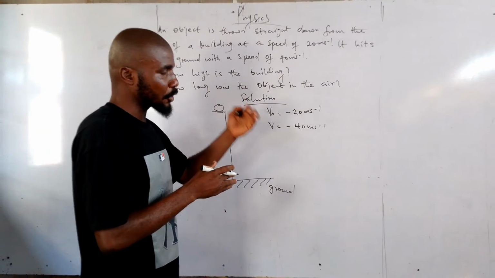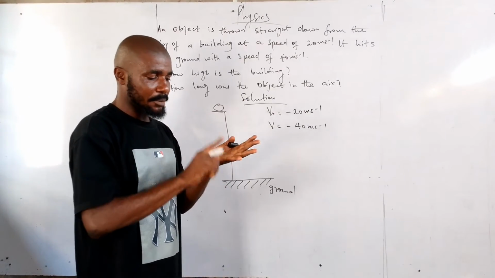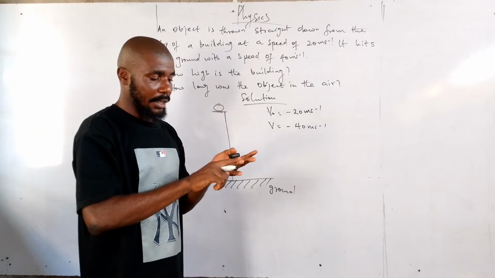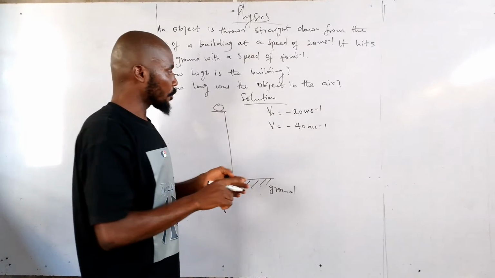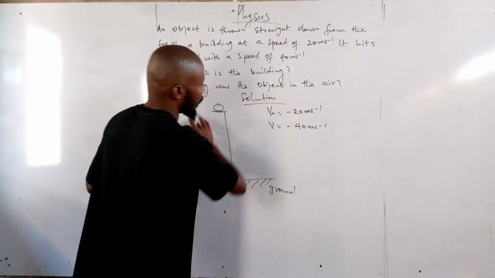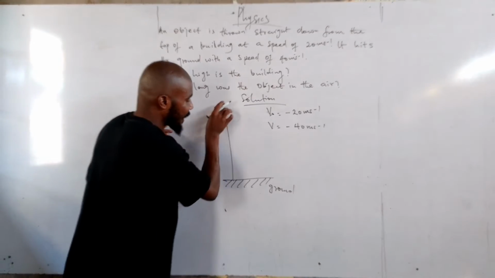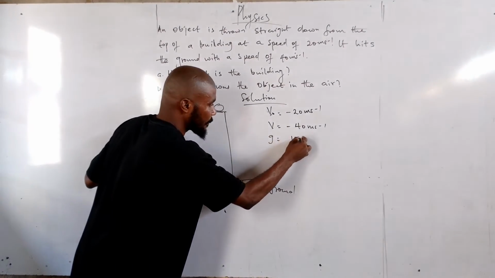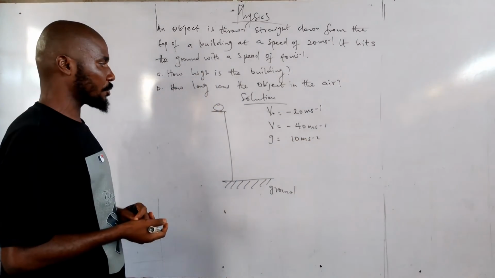Remember, in analyzing the motion of a particle or a body, we need to get four things: speed, acceleration, distance or displacement, and what? Time. So let's see. Now in this particular case, it's falling downwards. The acceleration due to gravity is given as 10 meters per second squared. That is the value of acceleration due to gravity.